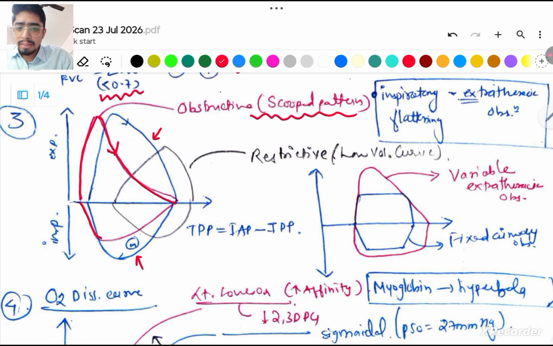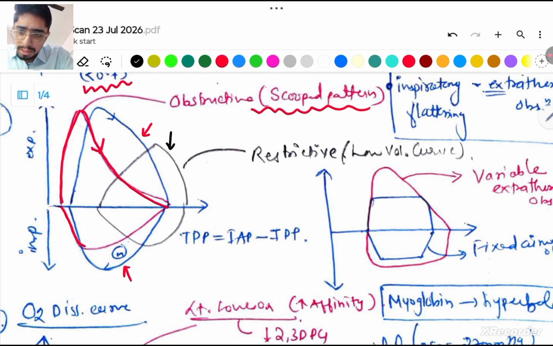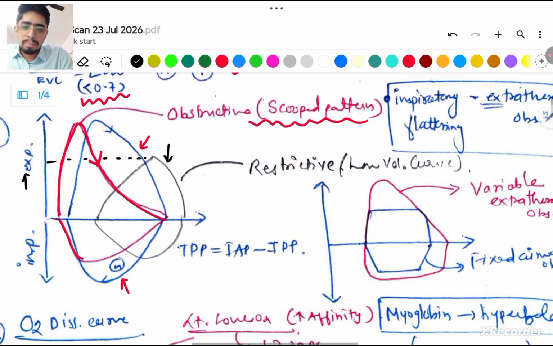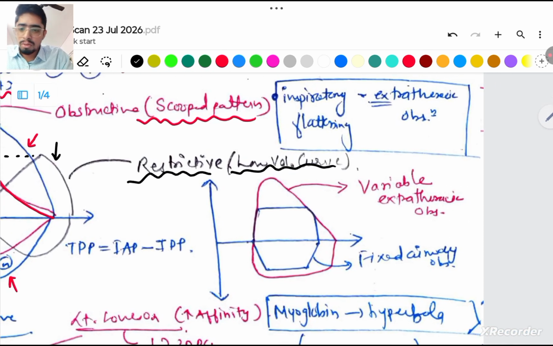And in case of restrictive disorders, there is a decrease in volume. This is your restrictive pattern. If you see, this is your volume, which is definitely less than the normal, and that is your restrictive pattern. That is what we call a low volume curve.